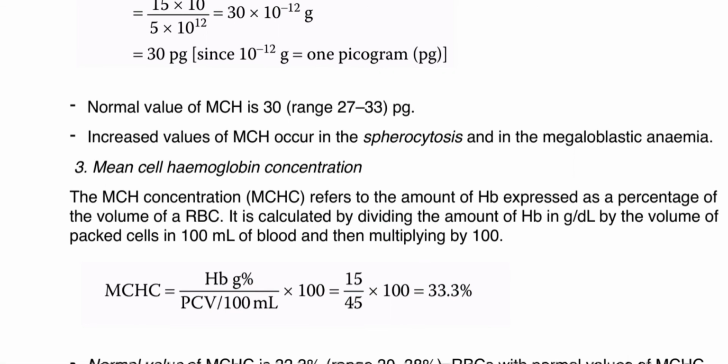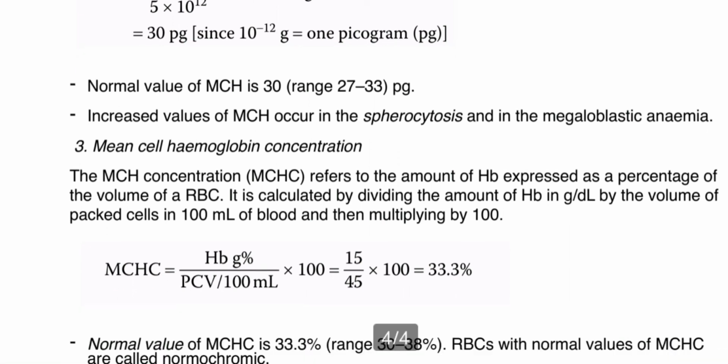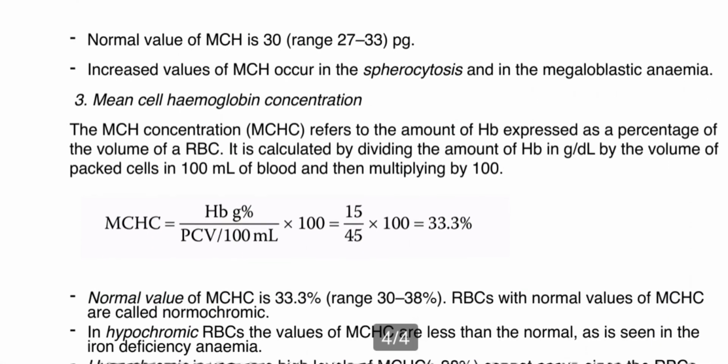It can vary in different humans as well as during different times of the same person. Increased values of MCH occur in spherocytosis and in megaloblastic anemia.